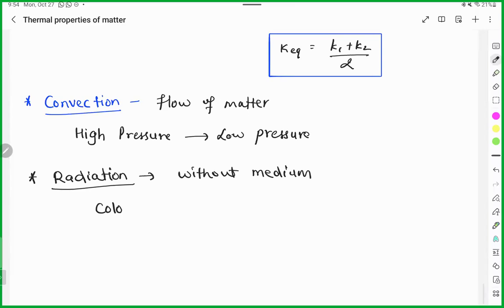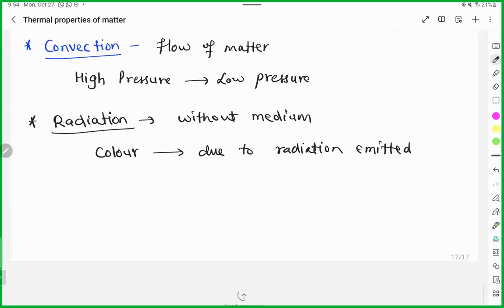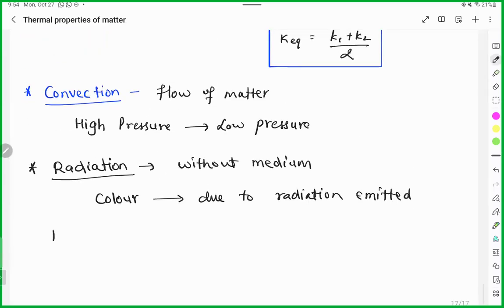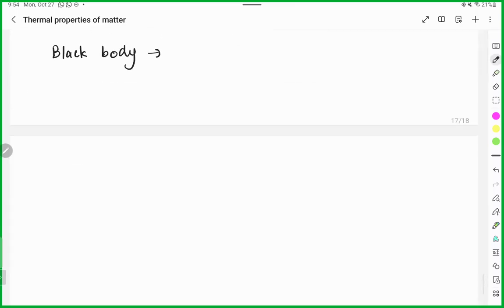Whatever color we see of any object, it is due to, Chandana, electromagnetic radiation emitted by the material, which will decide the color of the material. Okay. So, Pratigya, what is a black body? Absorbs all types of radiation. Yes, a body that absorbs all types of radiation is known as a black body.